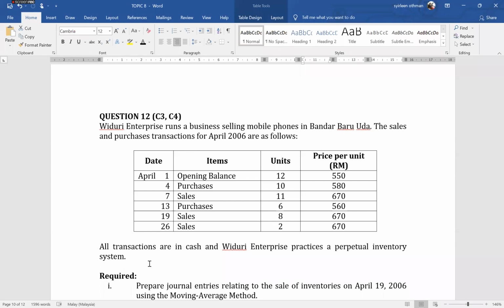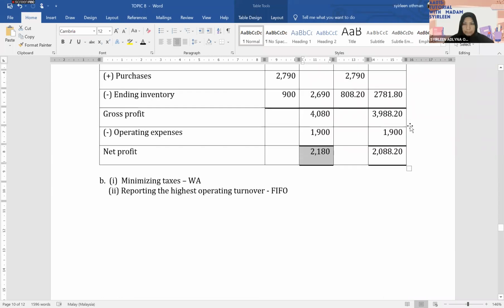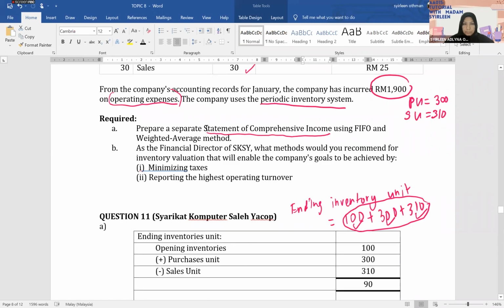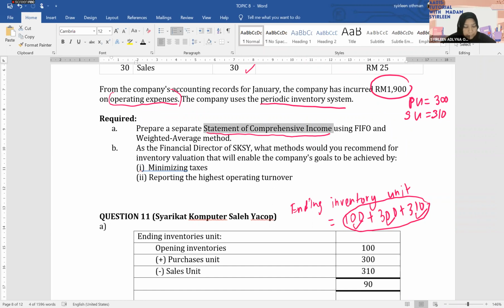Kenapa yang soalan 11 tadi expenses dia masuk? Sebab dia suruh kamu buat income statement kan? Soalan minta buat apa Patricia? Soalan suruh buat comprehensive income statement kan? Betul tak? Dia tak suruh kira gross, dia suruh sediakan comprehensive income statement. So comprehensive income statement kena kira sampai net profit lah. Okay Patricia? Oh, faham Madam.